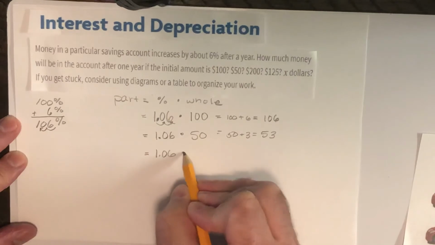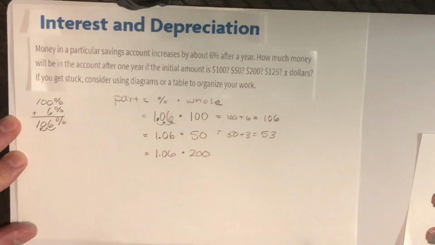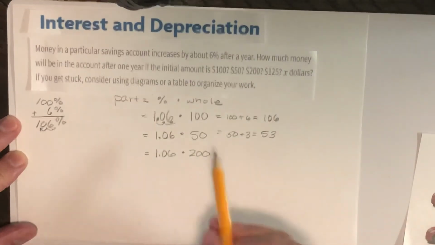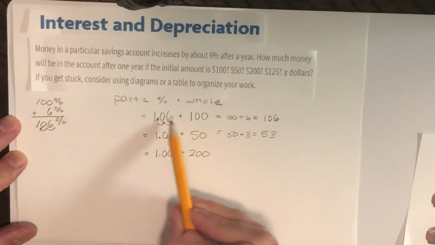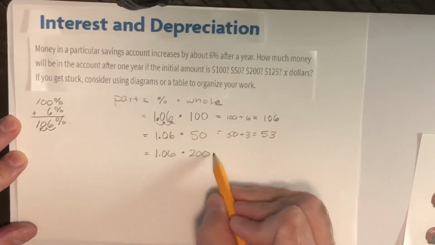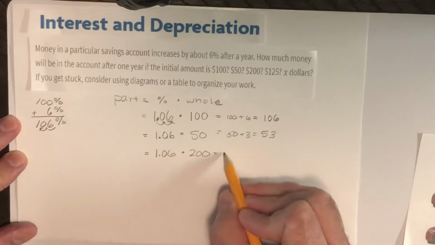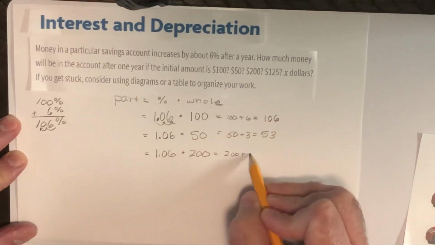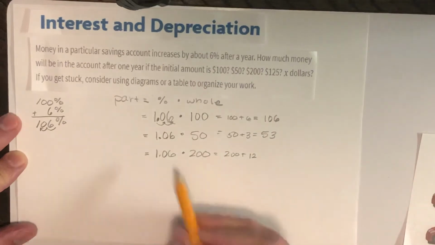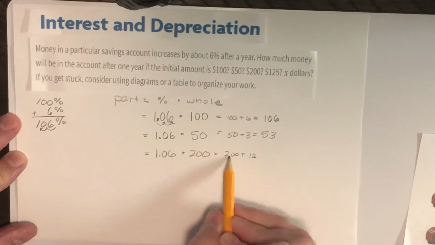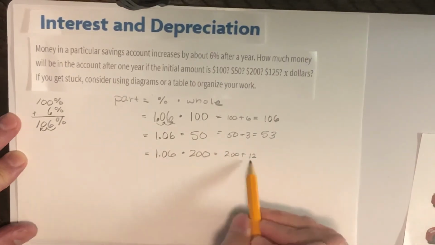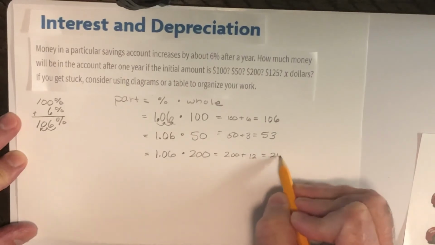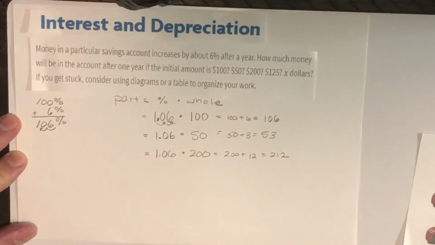106% of $200. Once again, if I know that 6% of 100 is $6, then it reasons that 6% of 200 would be twice that, $12. So 100% of 200 is 200, 6% of 200 is $12, for a total of $212.